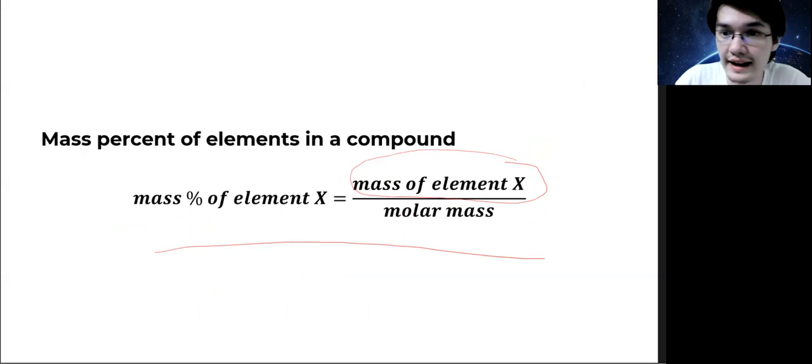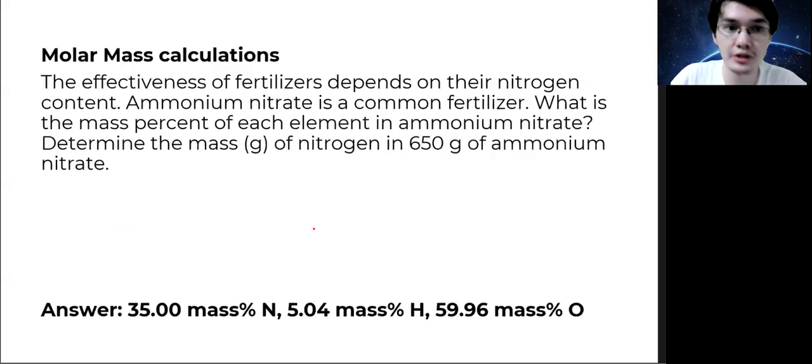So as an example, we have the effectiveness of fertilizer depends on their nitrogen content. Ammonium nitrate is a common fertilizer. What is the mass percent of each element in ammonium nitrate? And determine the mass in grams of nitrogen in 650 grams of ammonium nitrate.